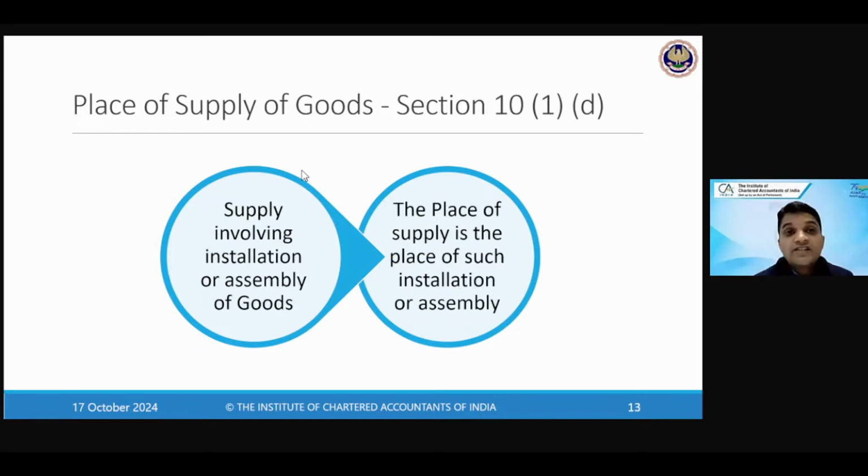सप्लाई इन्वॉल्विंग इंस्टॉलेशन और असेंबली ऑफ गुड्स. कितने वैरायटी के सेल या कितने वैरायटी के ट्रांजैक्शन हो सकते हैं? गवर्नमेंट हैज आल्सो डिसाइडेड दैट इतने सारे हो सकते हैं. सो दे हैव डिसाइडेड दैट ईच ट्रांजैक्शन के लिए अलग अलग प्लेस ऑफ सप्लाई बताएंगे ताकि कंफ्यूजन नहीं. नाउ अब ये वाला सिनारियो जो है, वेयर द सप्लाई इन्वॉल्व इंस्टॉलेशन और असेंबली.